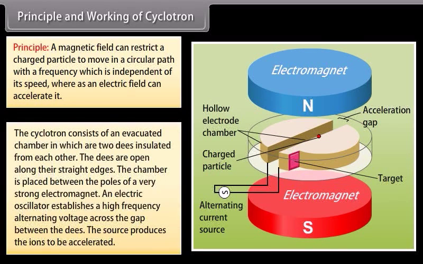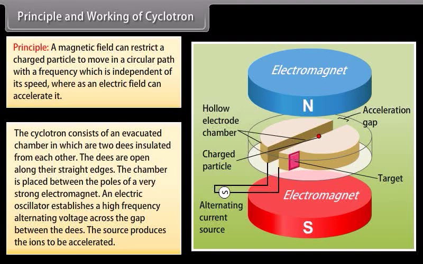The cyclotron consists of an evacuated chamber in which there are two Ds insulated from each other. The Ds are open along their straight edges. The chamber is placed between the poles of a very strong electromagnet. An electric oscillator establishes a high-frequency alternating voltage across the gap between the Ds. The source produces the ions to be accelerated.